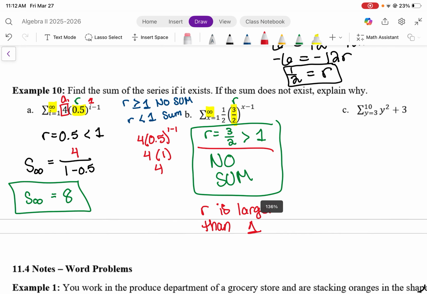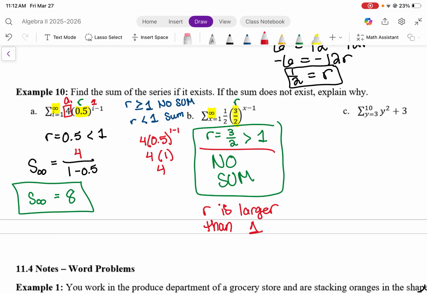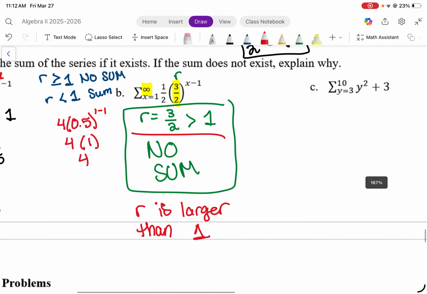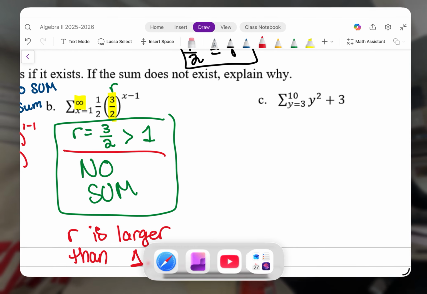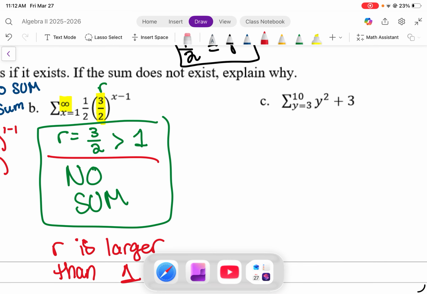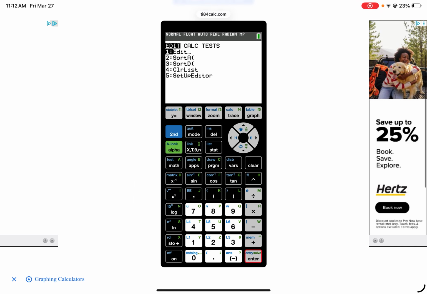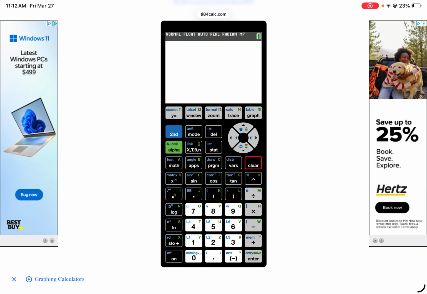All right. And then our last one, for that one, they want to find the sum of this series where it's going from our y value of 3 to 10. So we can plug in y equals 3, 4, 5, 6, 7, 8, 9, 10, and then add those all together. Or if you want to check it on your calculator, because that's a lot of room for error, you can do that. The way you can type it into your calculator to check is you're going to hit math.